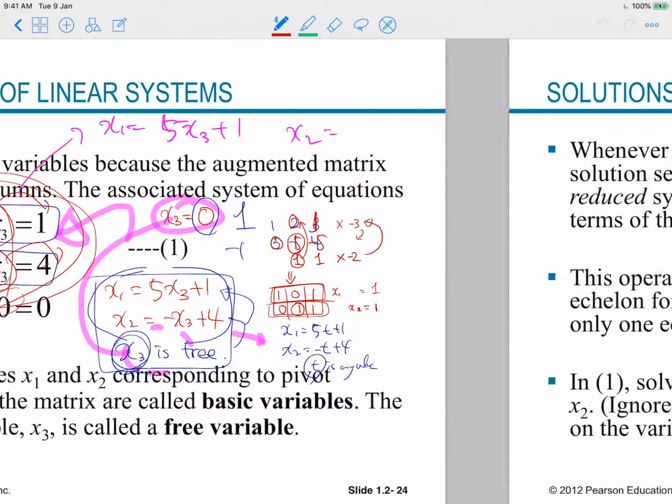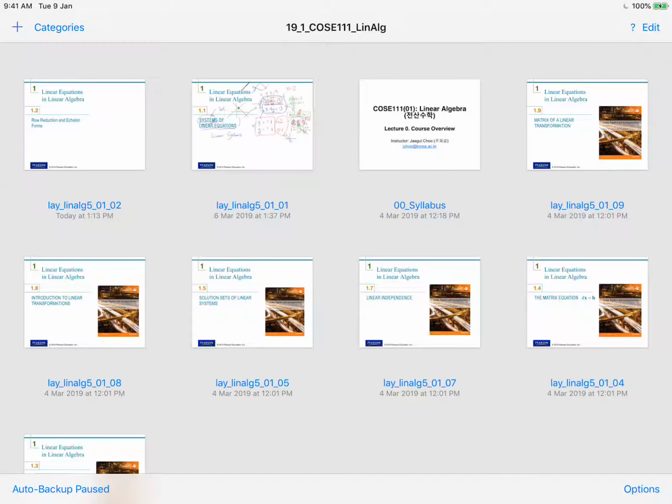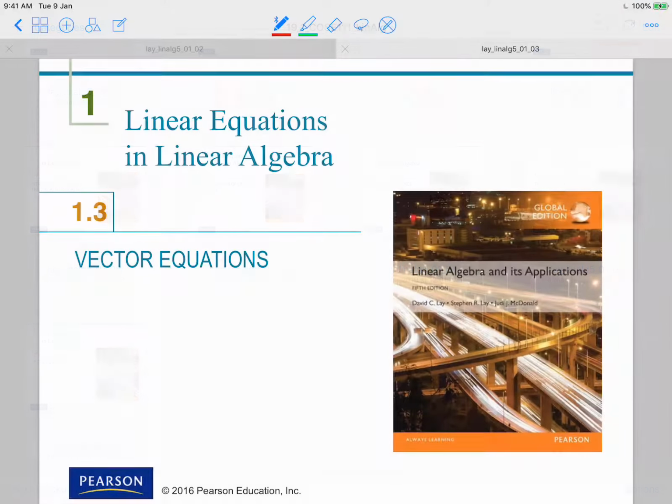Okay, then let's move to the next chapter about this vector equation. In linear algebra, the main objects or entities that we deal with are not just scalars, but mainly vectors and matrices. Those are the main ingredients, the main objects that we have to study.